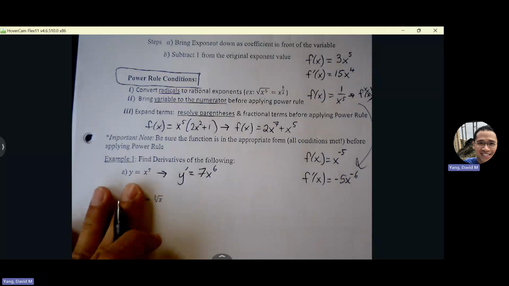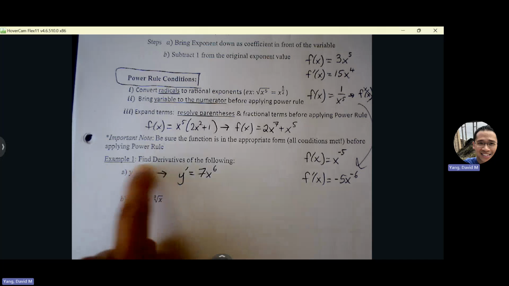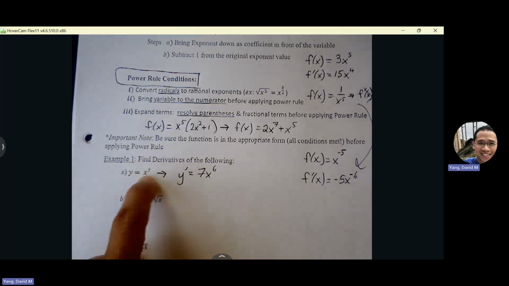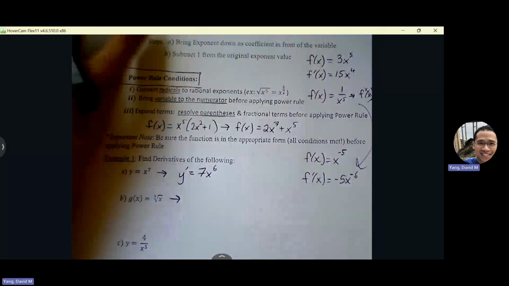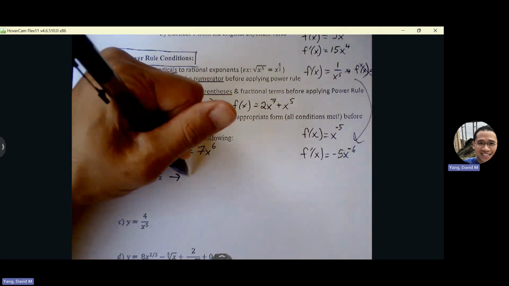Visually, what this means is that 7x to the 6th is going to give us the slope behavior of the original graph. It is doing the job of describing how the slope is changing on the original graph at any single point. Part B requires a little bit of cleanup. It's nice to see the rational exponent rather than radical form. So we're going to first rewrite it.